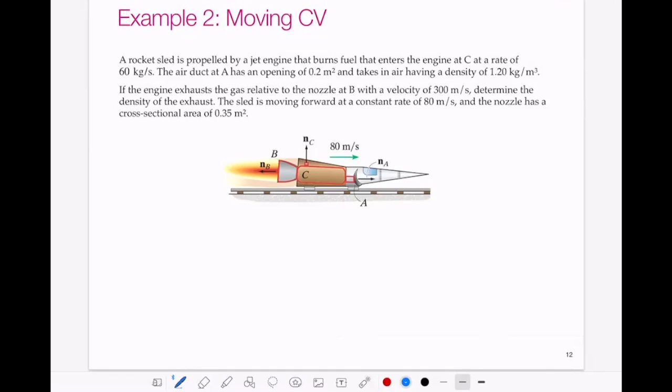Also, because it's traveling so quickly, this might also be an indicator that it could be a compressible situation. We have combustion. Generally, those are compressible situations. So we have a compressible air-fuel system. And so the density we need to consider is different at the inlet A and the exhaust at B.